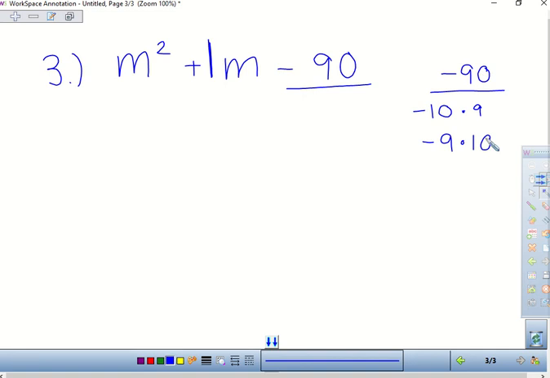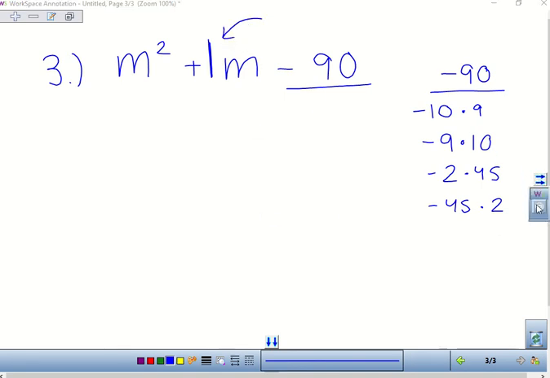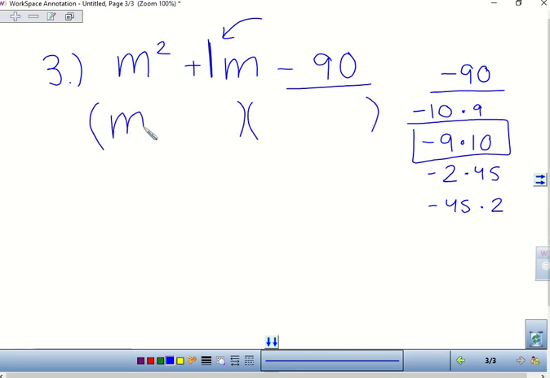Yeah. Okay. Now, there's more factors that we could list out, right? We could say negative 2 times positive 45. You could say negative 45 times positive 2, and you could go on and on with the list. But I think we have the one we need. We're looking for one that adds up to a positive 1. And which of these pairs adds up to a positive 1? First, second, third, or fourth? The second one. It adds up to a positive 1 because 10 plus negative 9 is like 10 minus 9, which is positive 1. So those are going to be your two factors. Okay? So it's going to be m minus 9 and m plus 10.